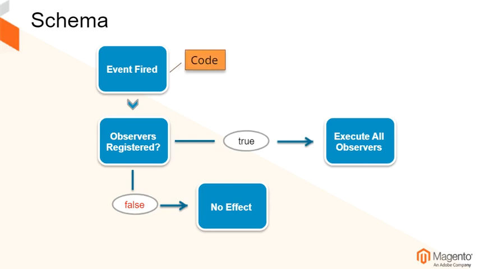The code fires an event, and the event manager checks whether there are any observers registered. Events can be global or registered only for a specific area, such as front-end or admin HTML. Events are declared in an events.xml file. If there is an observer registered, the event manager will call this observer method and pass the event's parameters to the observer. So, an observer has access to an event's parameters. If there are no observers registered, then the event has no effect.